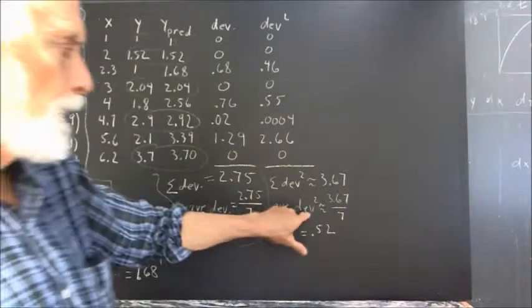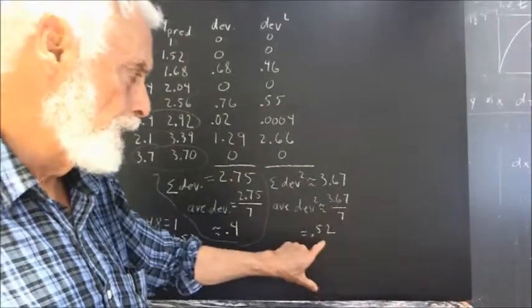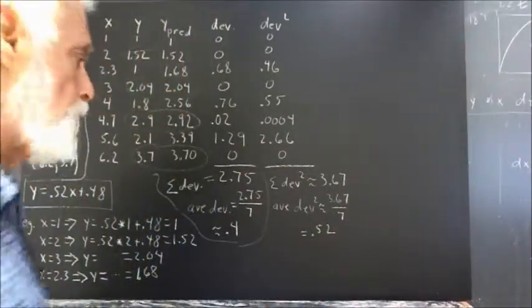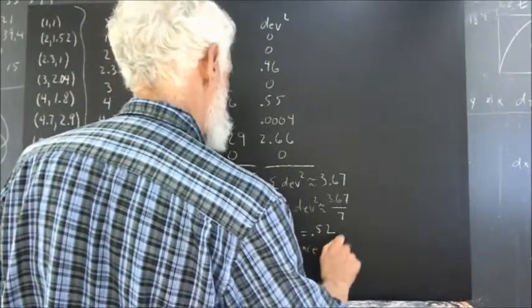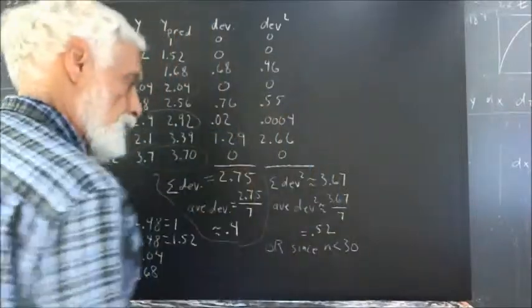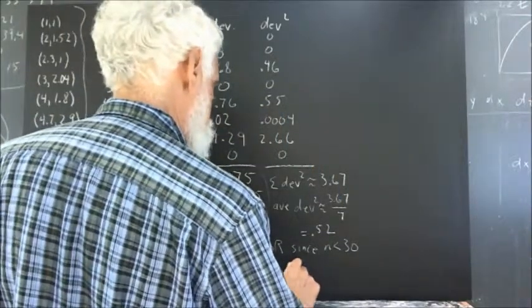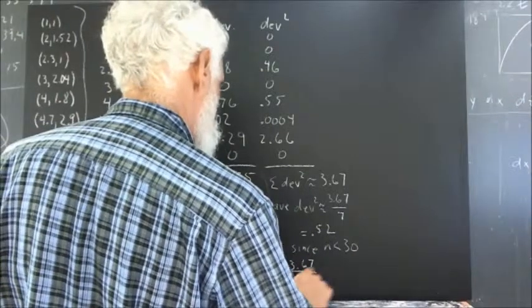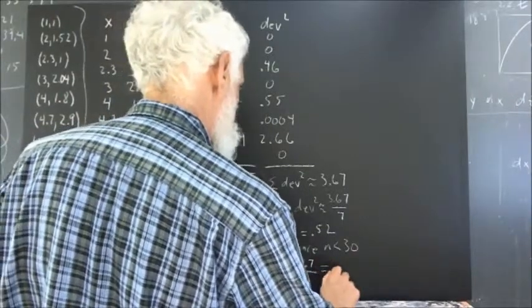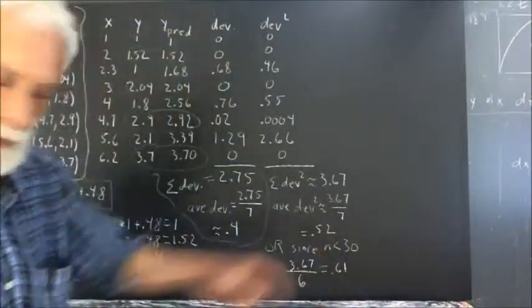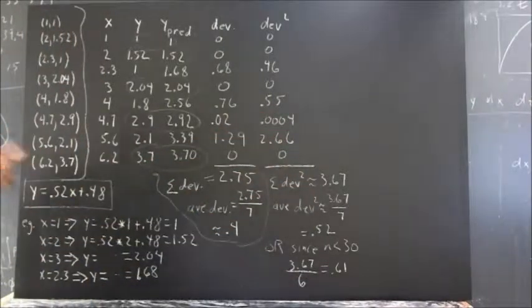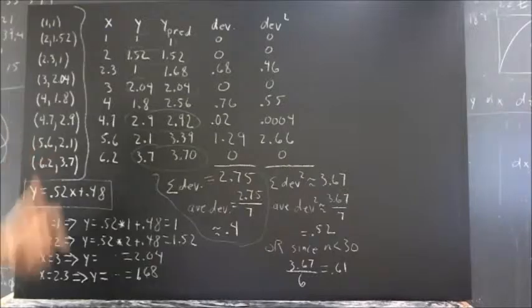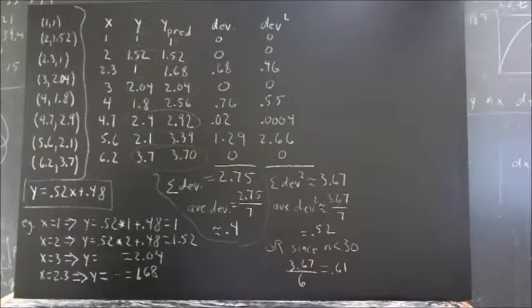Well, it appears that the average of our squared deviations is 3.67 over 7, which is 0.52. Or, since n is less than 30, we have fewer than 30 points, maybe we want to do 3.67 over 1 less, 6, and we get 0.61. Kind of a significant difference, but this gives us another measure of how well we fit the data points with our function, choosing the first and last data points in this case.